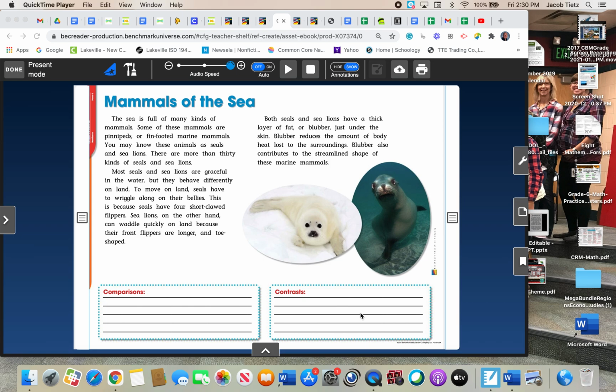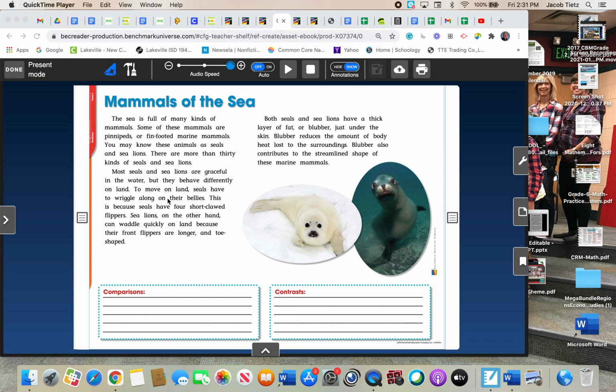Mammals of the Sea. The sea is full of many kinds of mammals. Some of these mammals are pinnipeds, or fin-footed marine mammals. You may know these animals as seals and sea lions. There are more than 30 kinds of seals and sea lions. Most seals and sea lions are graceful in the water, but they behave differently on land. So most, that's one of our compare words, and but is one of our contrast words.